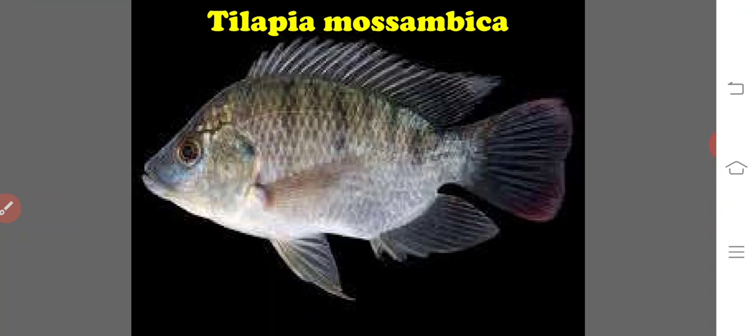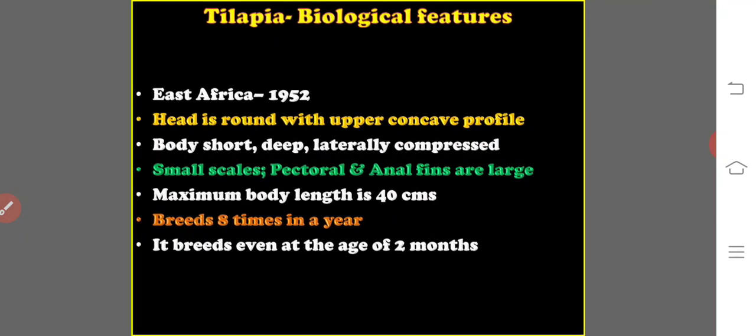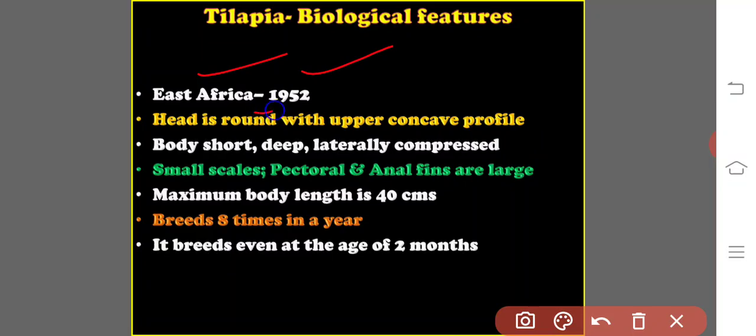And coming to Tilapia mossambica. It was imported from East Africa in 1952. It is round with an upper concave profile. The body is very short, deep, laterally compressed, and covered with small scales, and the pectoral and anal fins are very large. It grows up to a maximum length of 40 centimeters.